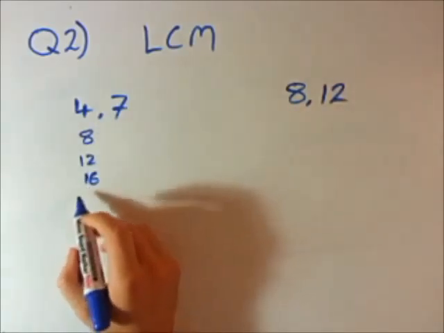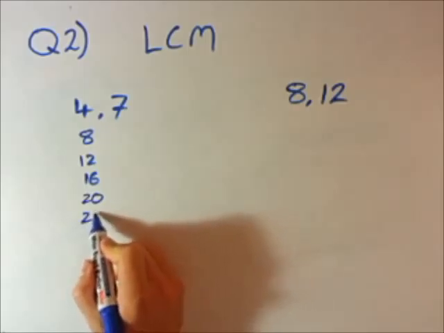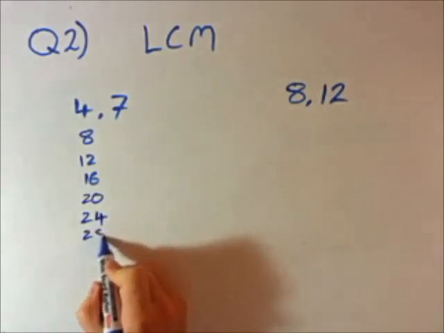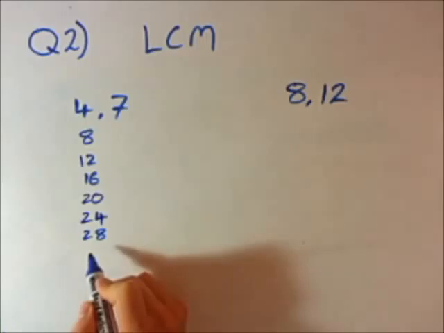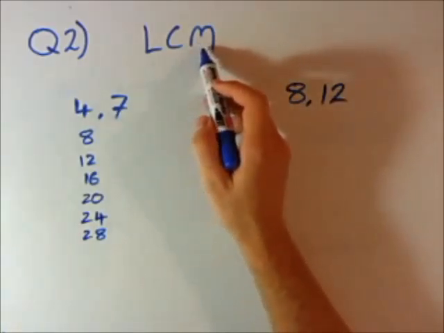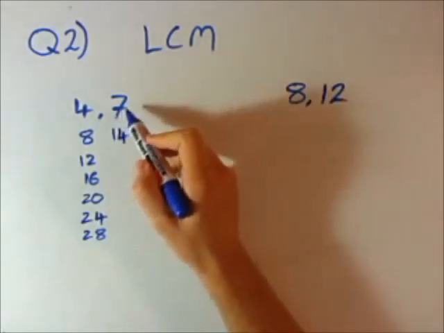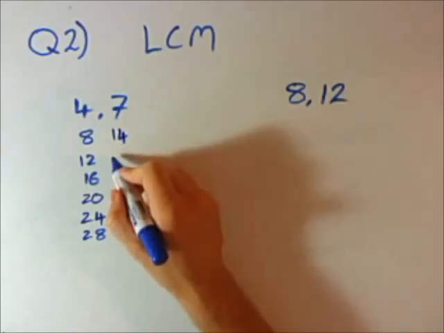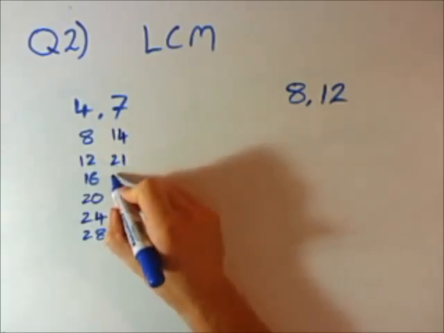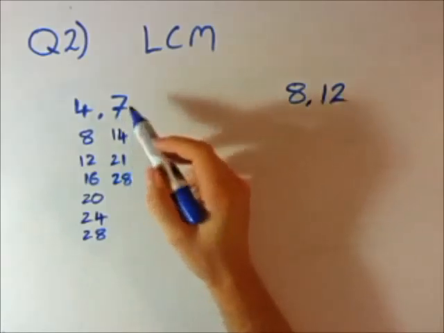Now I'm going to keep going a little higher. So 4 times 5 is 20, 24, 4 times 6 is 28, and I'll stop there for now. Now let's do the same for 7. Let's look at all the multiples of 7. You have 7, you have 14, you have 21, and then you have 28, and I'll leave it there. So these are all the multiples of 7.